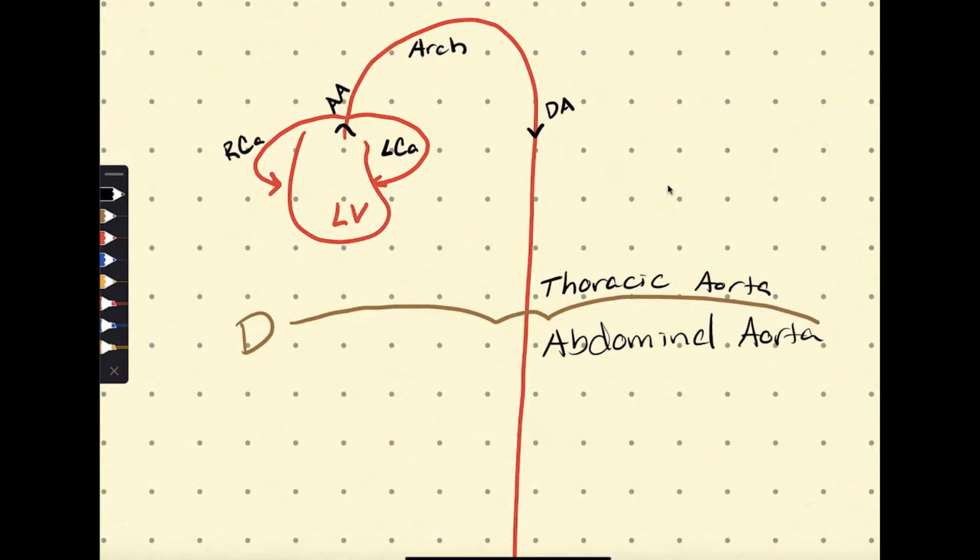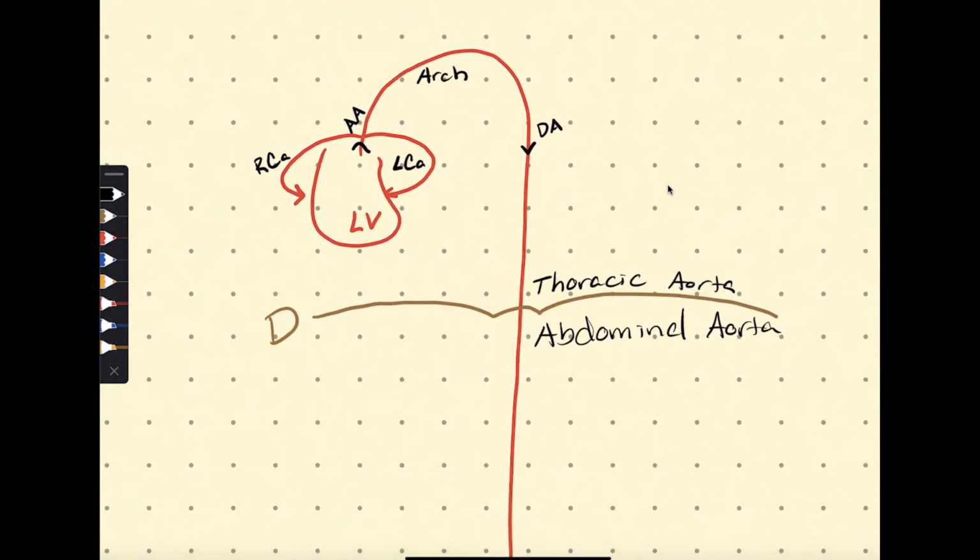Now, in reality, these arteries have an orifice or an opening at the aortic semilunar valve, also known as simply the aortic valve. So in two of the three cusps of that aortic valve, there's an opening where we then receive blood within the left coronary artery and the right coronary artery.